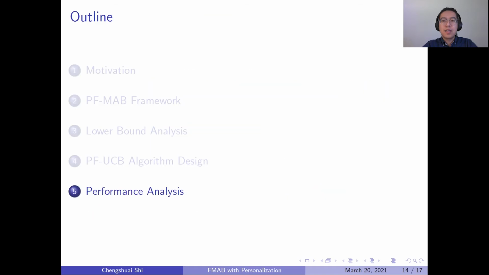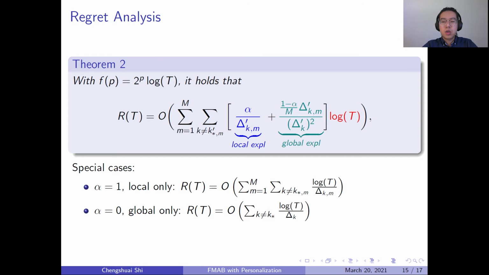Here, we provide some performance analysis for the PFUCP algorithm. First, theoretically, it has an order-optimal regret behavior, which is of order log t here. From the theorem here, we can also see that it has two parts. It contains a loss from local exploration, labeled in blue here, and a loss from global exploration, labeled in green here. More importantly, when we set alpha to be 0 or 1, this regret upper bound can be reduced to the results of the two extremes.